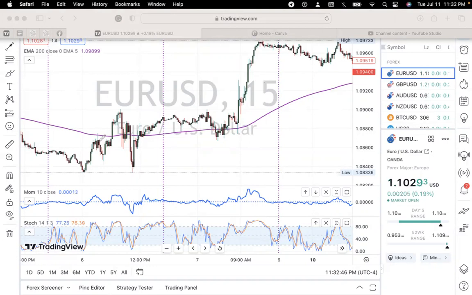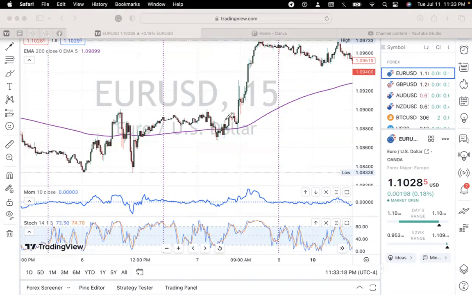Now, vice versa, if you were looking for a sell, you would want the candles to be falling below the EMA, letting you know price is below average and may continue to sell. You will also want to see that your momentum line is facing down and preferably below zero, which is this dotted line. You'll also want to see that your stochastic line is facing down. So those are pretty simple entry confirmations that I look for.